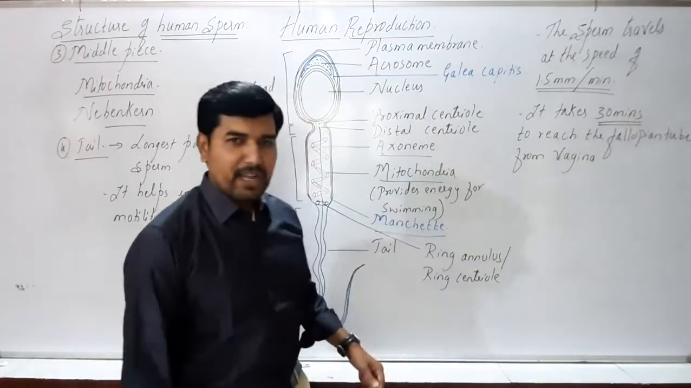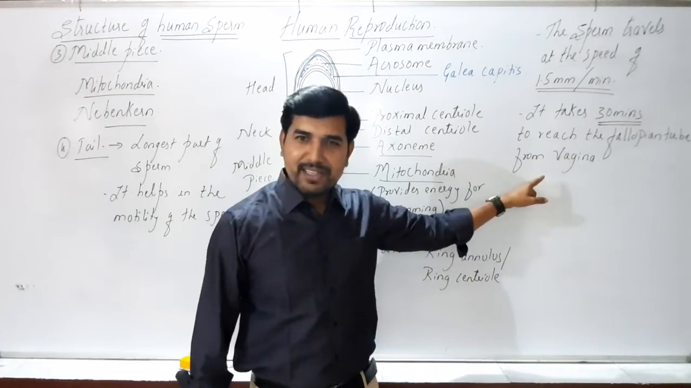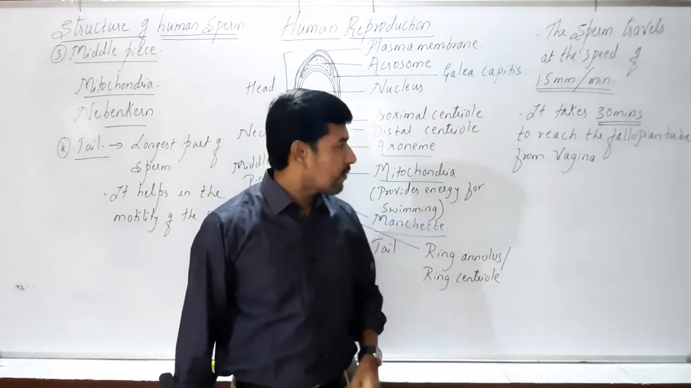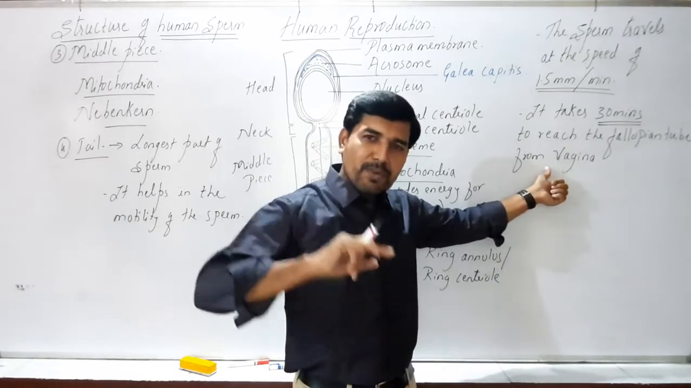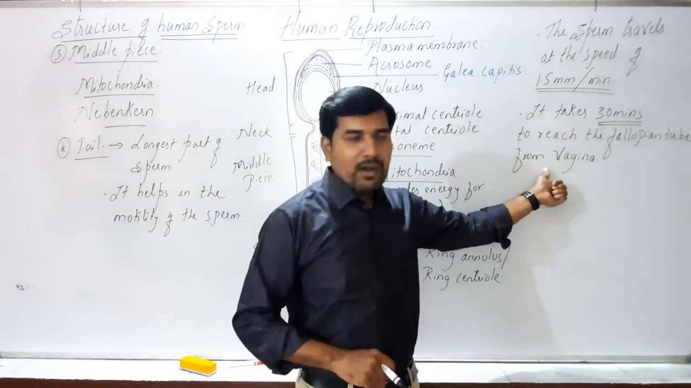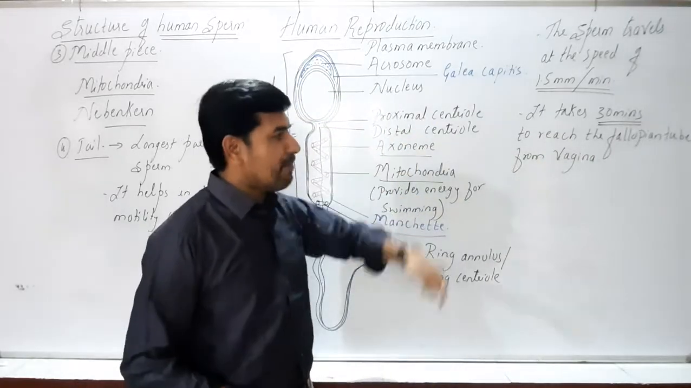Now look at the time taken. As the sperms are inseminated or released in the vagina during coitus or sexual act, the time taken for the sperms to reach up to the fallopian tube is around 30 minutes. Okay, so this is the time taken.